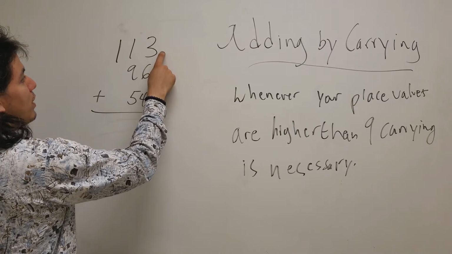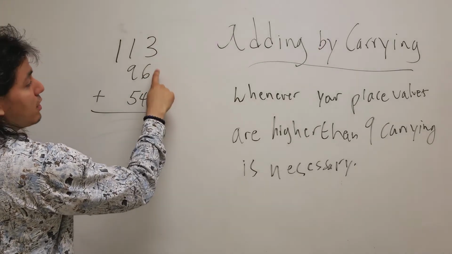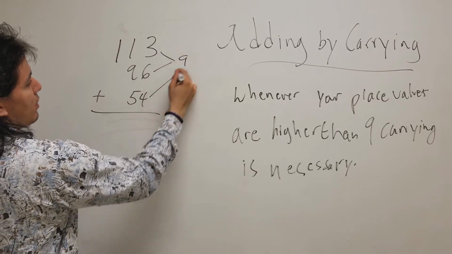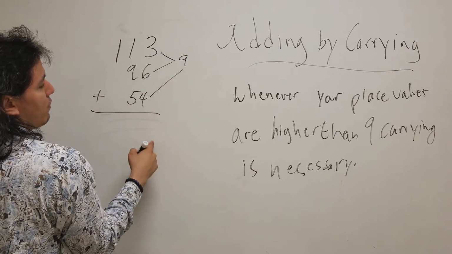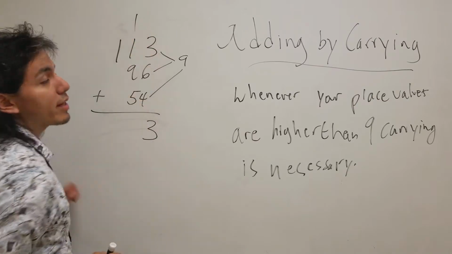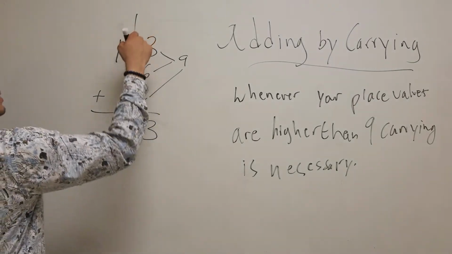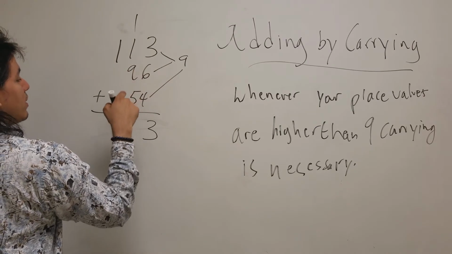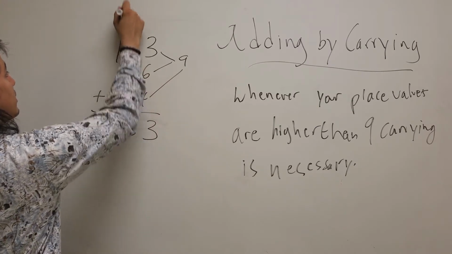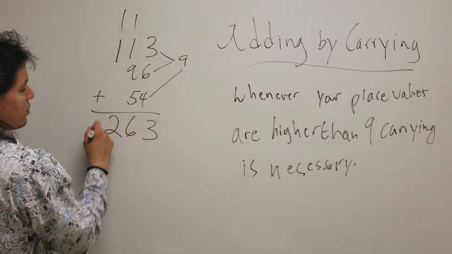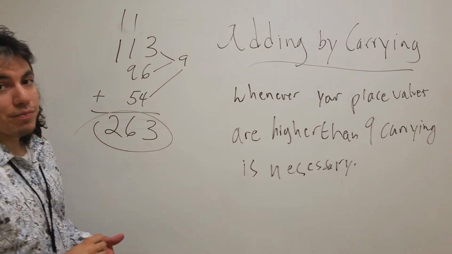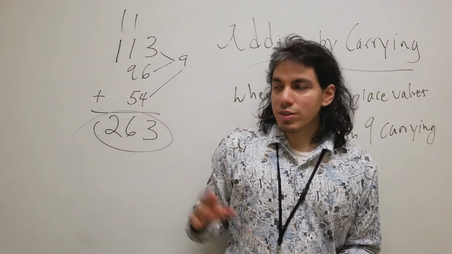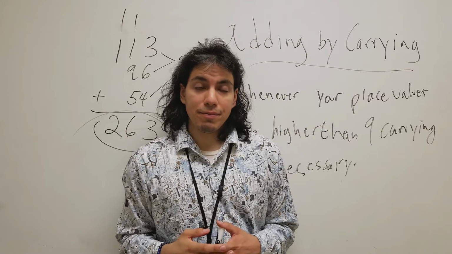So we have 3 and 6, that's 9. I'll just do it here. That's 9, and then you add 4 more. 9 and 4 is 13. Carry it over. 1 and 1 is 2, so 2 and 9, 11, and 11 and 5, 16. So then your answer is 263. Now, again, it's always good to practice the fundamentals. So that's basically the idea of what we're doing for today.